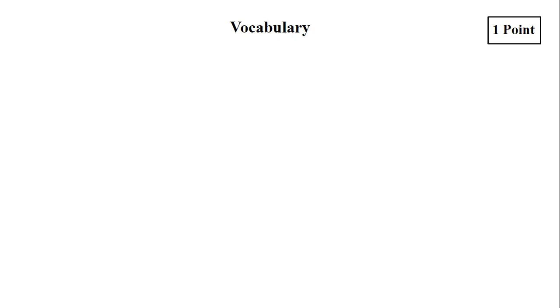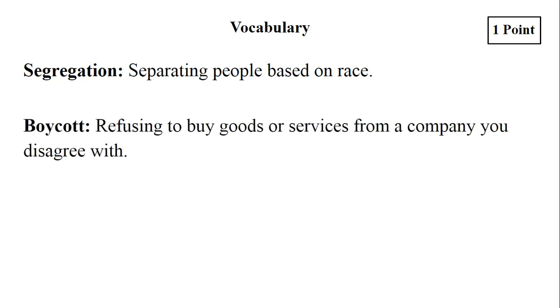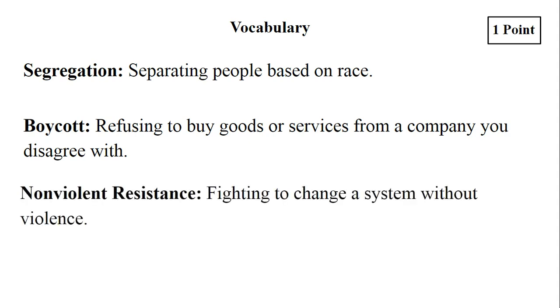So we got some vocabulary first. First up is segregation. This means separating people based on race. Next is a boycott. This means refusing to buy goods or services from a company you disagree with. And our last vocab word is nonviolent resistance. This means fighting to change a system without violence.